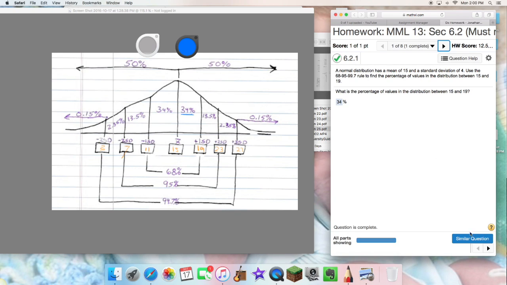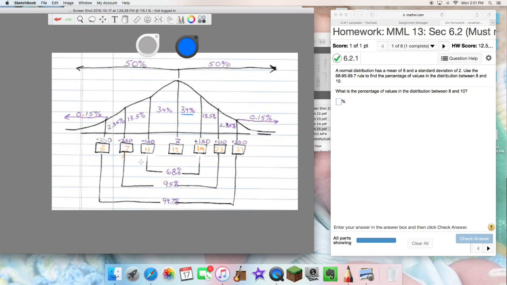Let's go to another question. Matter of fact, let's hit a similar question. Now it's giving me a different number. So I'm going to read this problem, and while I'm doing that, I'm going to clear out my board over here. It says that a normal distribution has a mean of 8 and a standard deviation of 2.